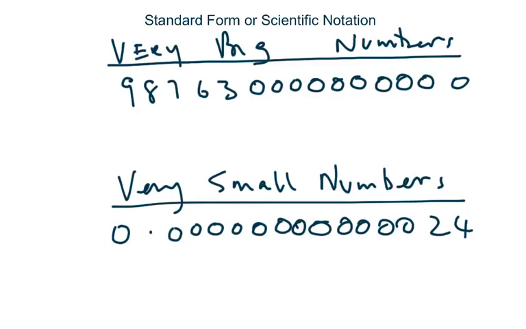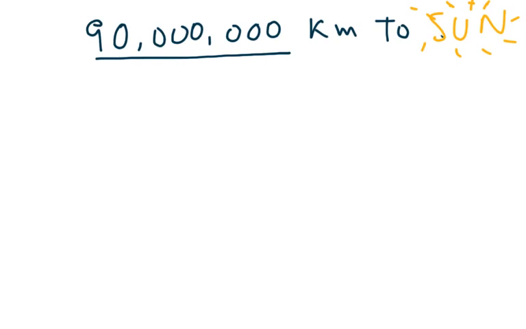And when numbers are very big or very small, they become difficult to manage. There's a lot of characters, a lot of digits in them. And so in science, we've come up with a way to represent these numbers more easily, and it's called standard form or scientific notation. Here's an example of a reasonably big number. It's 90 million kilometers, and it's the distance to the sun.